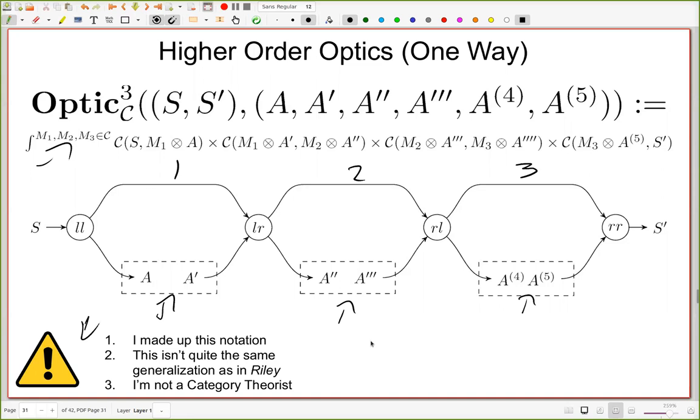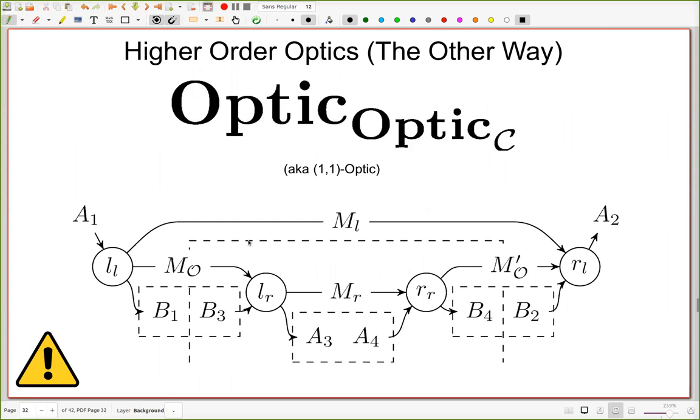However, there's also something else we can do. Optics can be defined over any symmetric monoidal category, but an optic over some symmetric monoidal category is itself, again, a symmetric monoidal category.